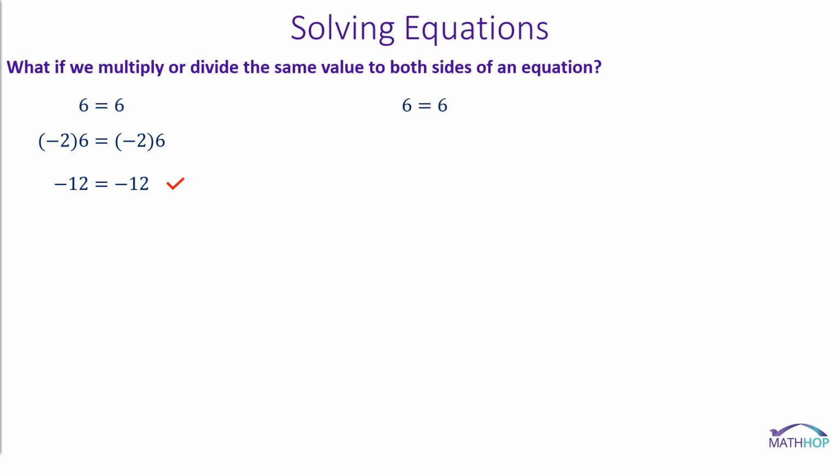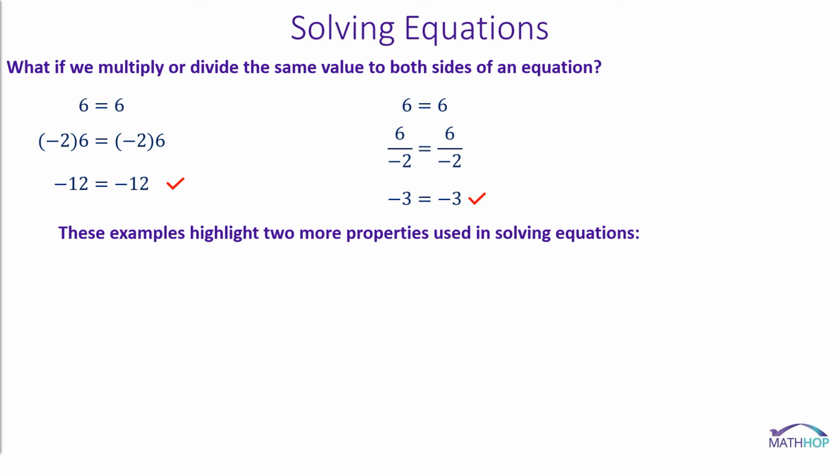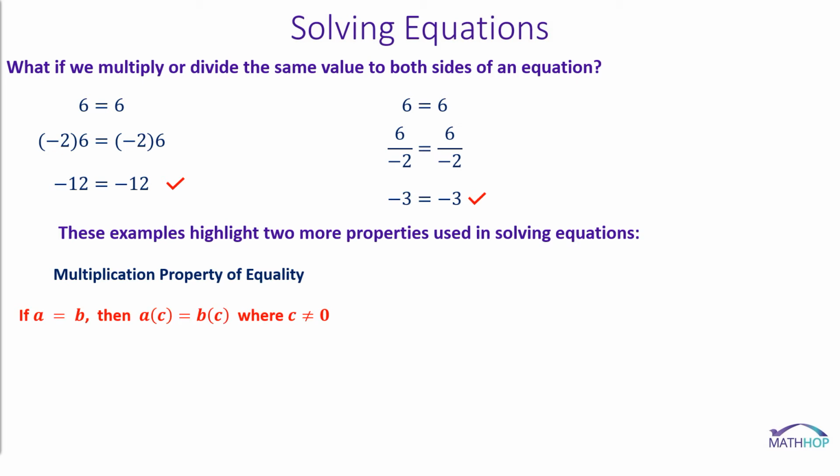And the same goes for dividing by both sides. So let's start with 6 equals 6. Let's divide both sides by negative 2. If we divide both sides by negative 2, we get negative 3 equals negative 3. We still have a true statement. These are two more properties that we use when we solve equations. The multiplication property of equality simply says you can multiply the same value. As long as you multiply the same value and you multiply it to both sides of that equal sign, then you will maintain a true statement.